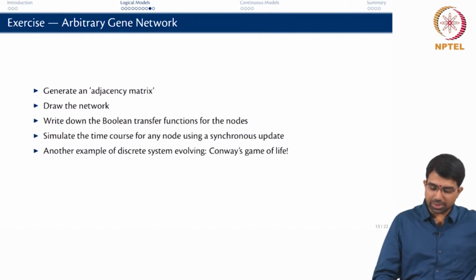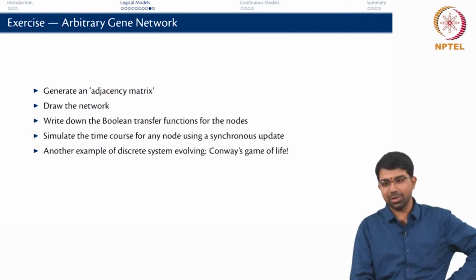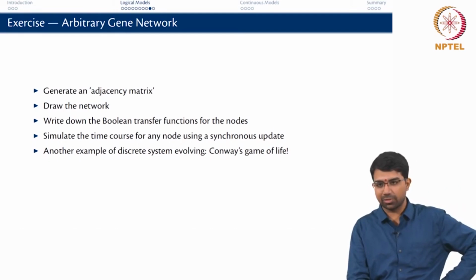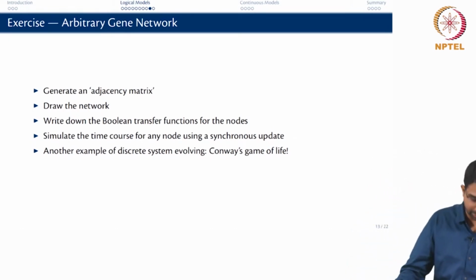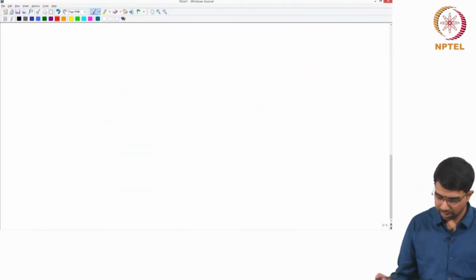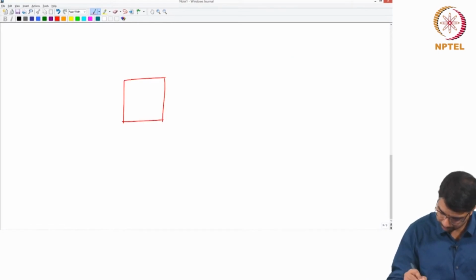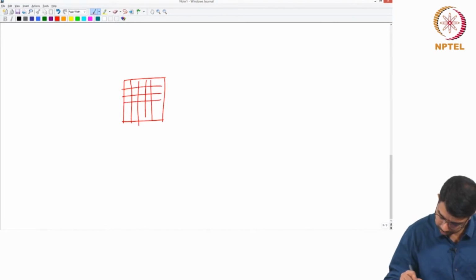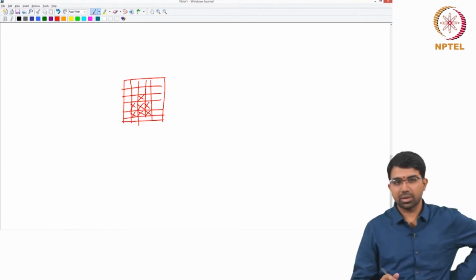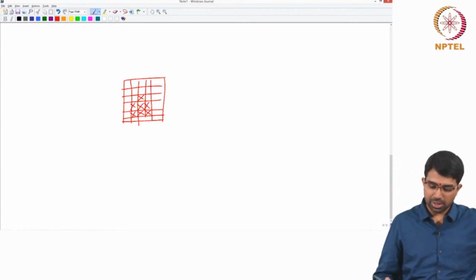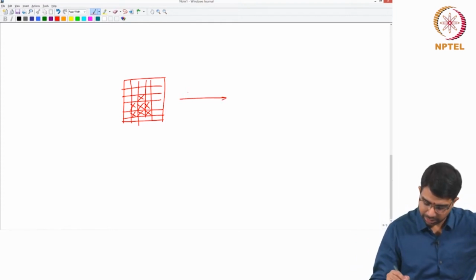So, another example of a discrete system is Conway's Game of Life. I do not know if some of you are familiar with this. You can think of a very large grid, and you start with some sort of pattern like this, saying there are bacterial cells present here, and so at each time you do an update.